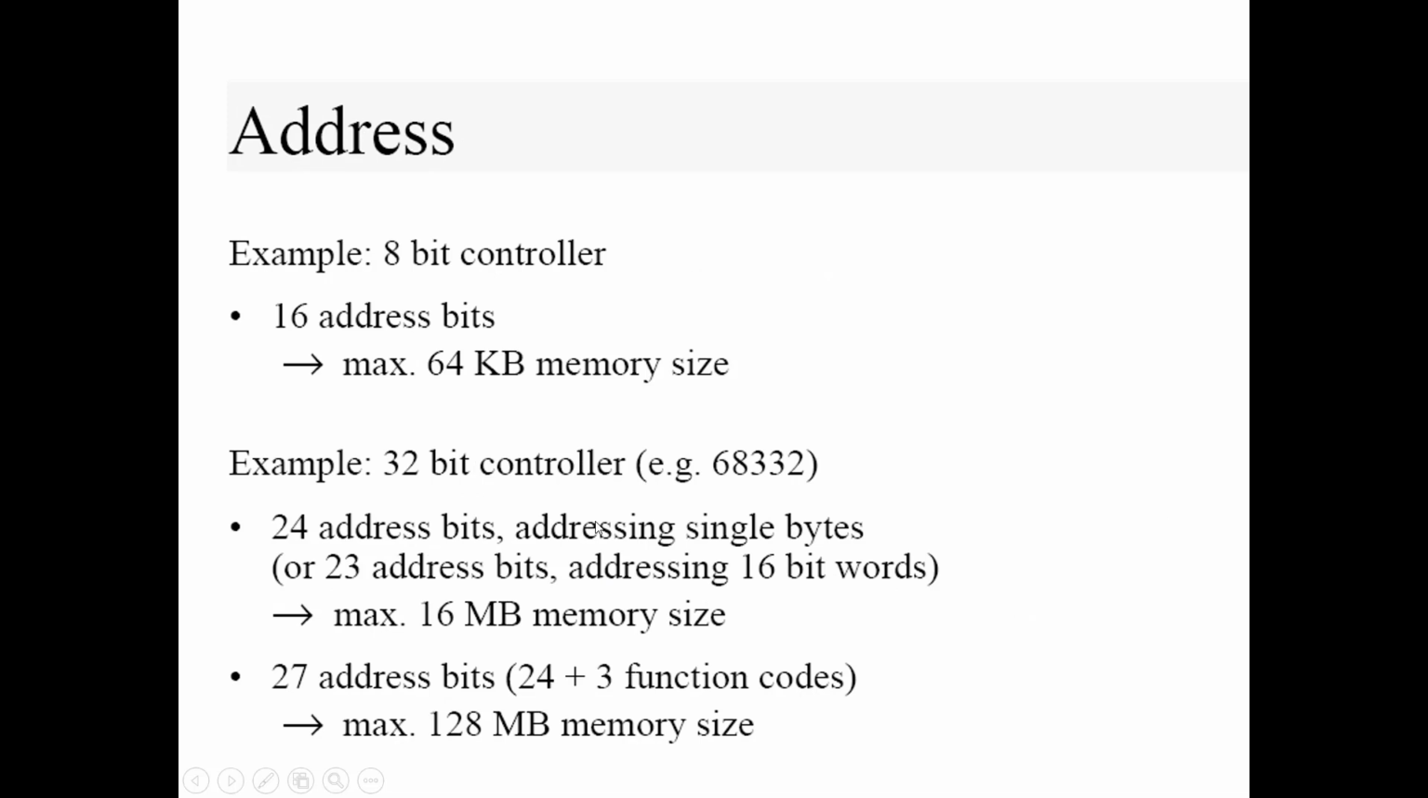Another example here is the 8-bit controller that contains 16 address bits, maximum of which is 64 KB memory size. Another example is a 32-bit controller, the 68332, that contains 24 address bits addressing single bytes or 23 address bits addressing 16-bit words and the maximum of 16 megabytes memory size. And another is 27 address bits, 24 plus 3 function codes, maximum of which is 128 megabytes memory size.